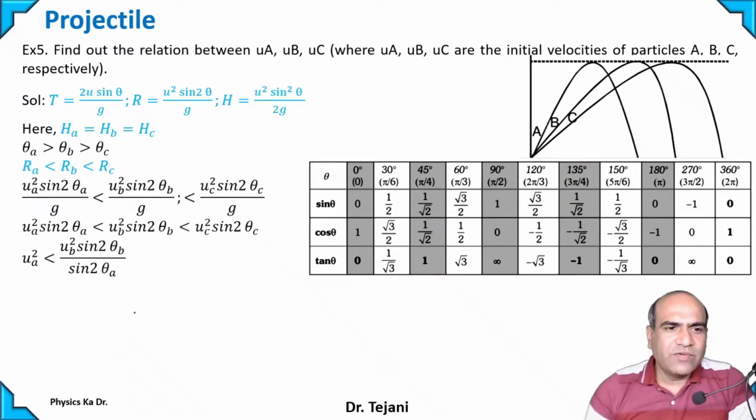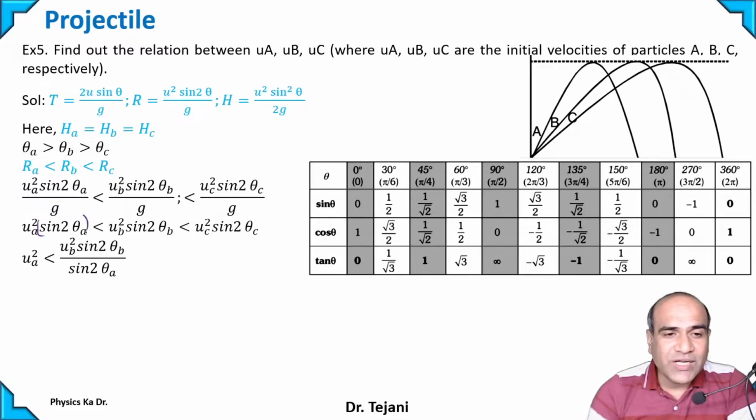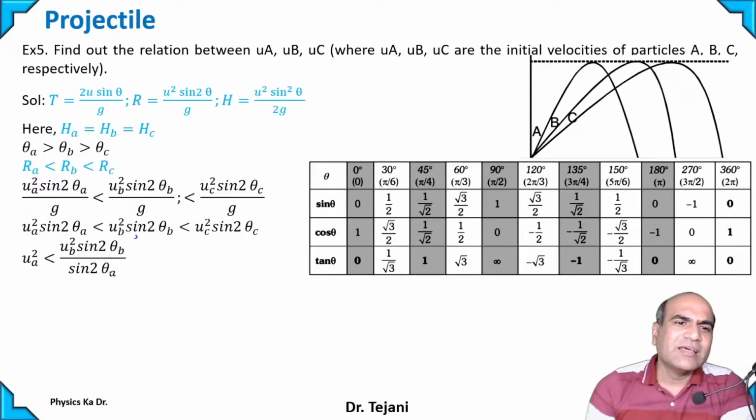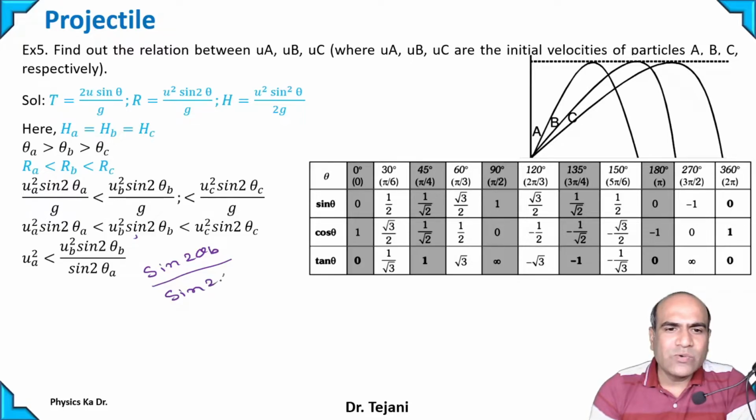So here we can move this sine 2 theta A to the opposite side. So what does it become? It becomes UB square sine 2 theta B divided by sine 2 theta A. Now let us consider sine 2 theta B divided by sine 2 theta A. If theta A is greater than theta B, I can put 2 theta A is also greater than 2 theta B.